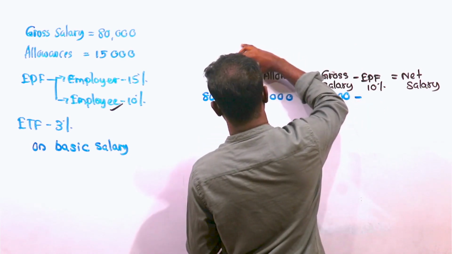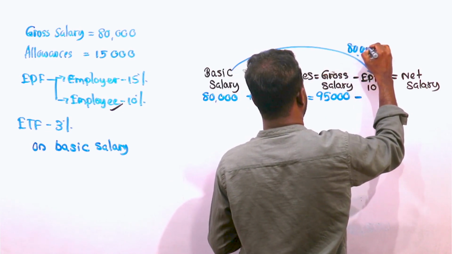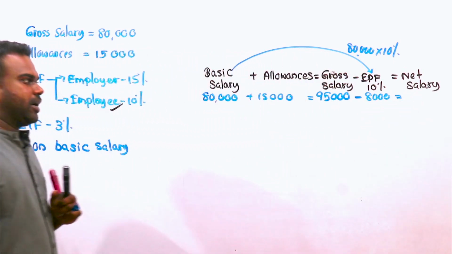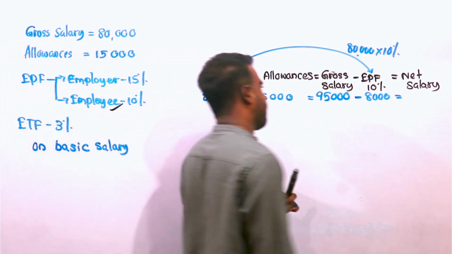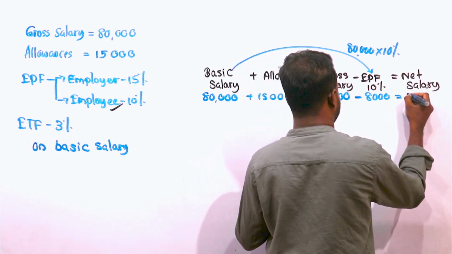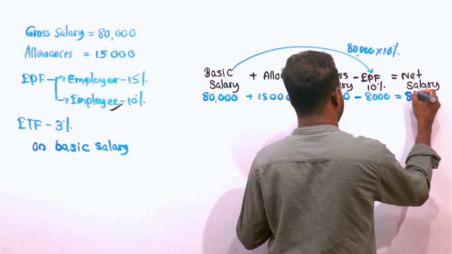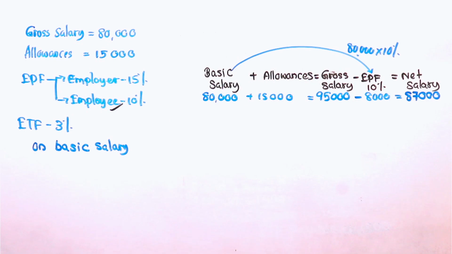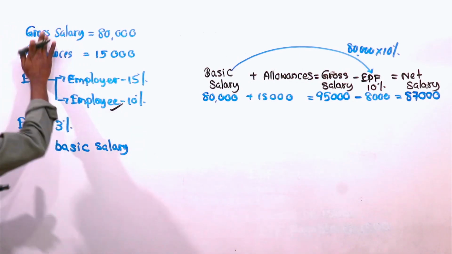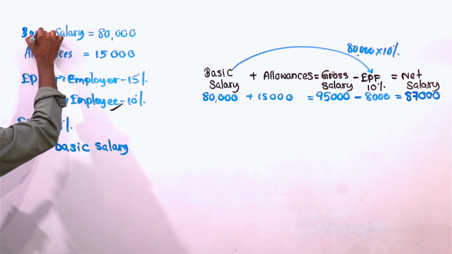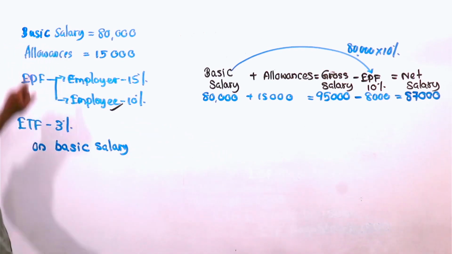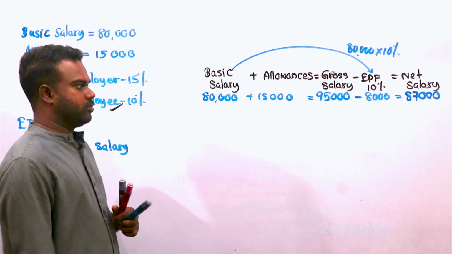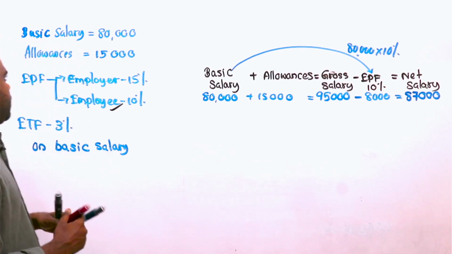Employee 10%, calculated on basic salary. Yeah? Basic salary 80,000 into 10%, 8,000. Net salary should be how much? 87,000, no? Oh, sorry, sorry. This should be basic salary, not gross salary. Please correct it. Basic salary 80,000, allowance 15,000. You have to calculate gross salary. Sorry. Correct. Right. This basic salary should be, yeah.